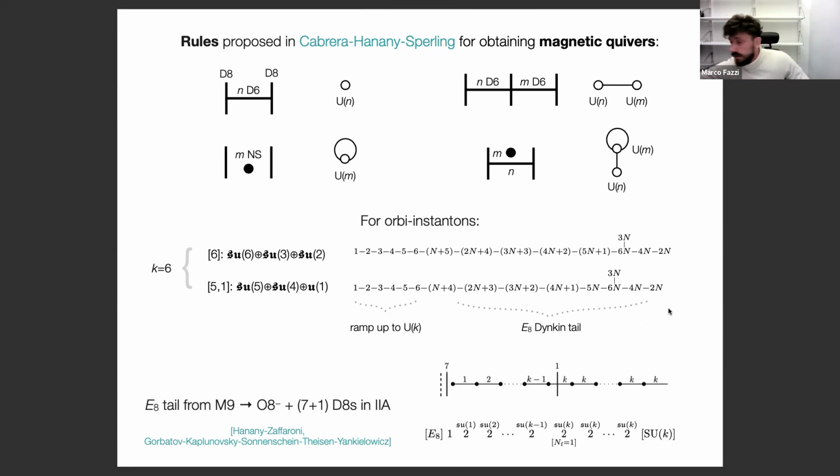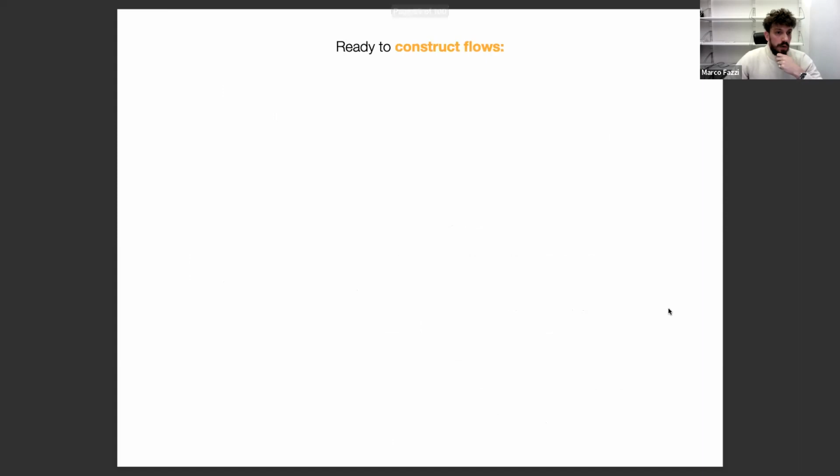Let me skip this. This is not really important. All right, so here I've just shown a couple of examples of these magnetic quivers for orbi-instantons. Okay, so now we're basically ready to construct the flows finally. All the ingredients have been set up.